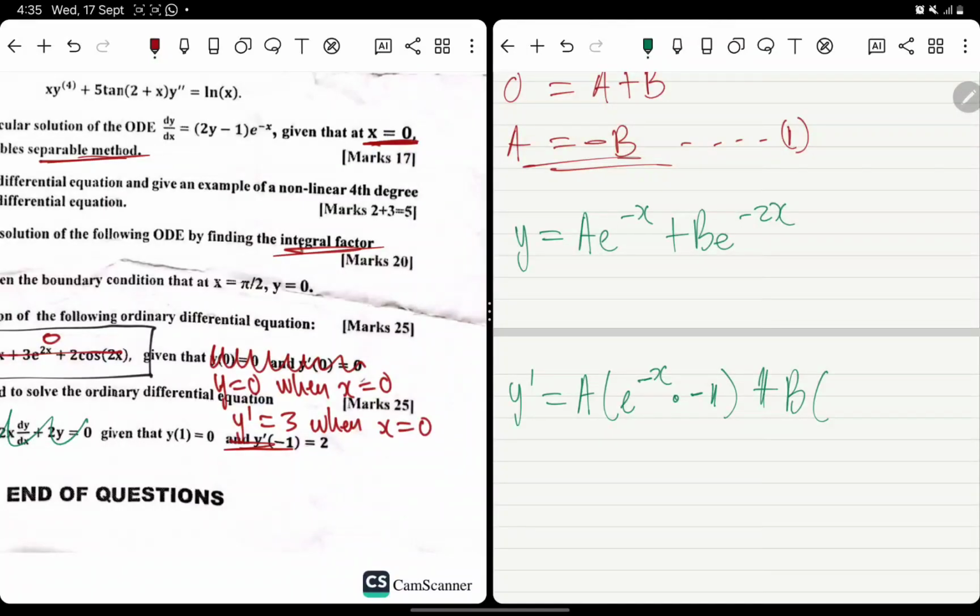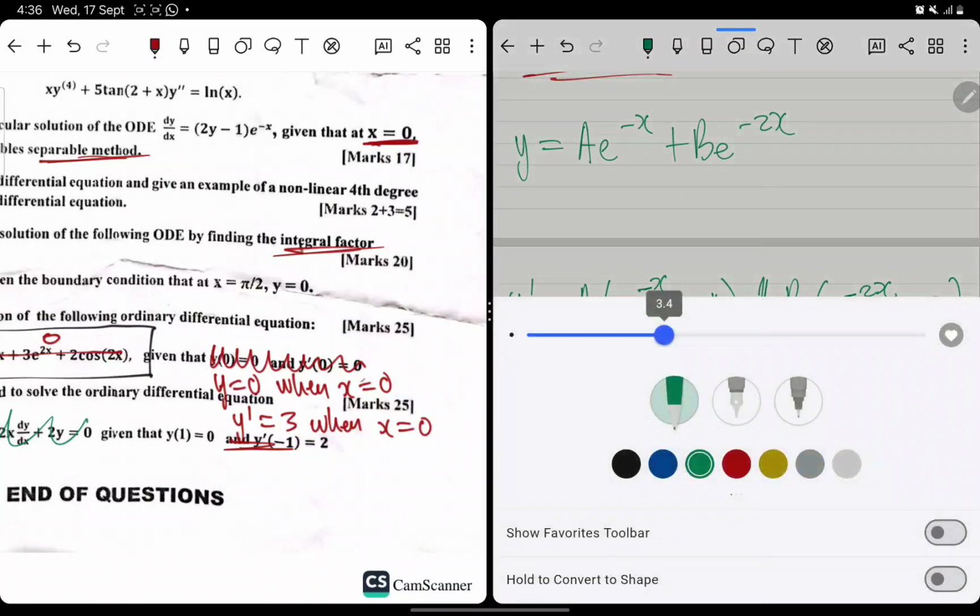Let's now differentiate e to the -2x. It first comes back as it is, e to the -2x. Then you multiply by the derivative of that power. Derivative of -2x is just -2. You understand? Then now you have your y prime being equal to, here -1 is going to be negative a e to the -x, then -2 will be now -2b e to the -2x. Here we have our y prime.